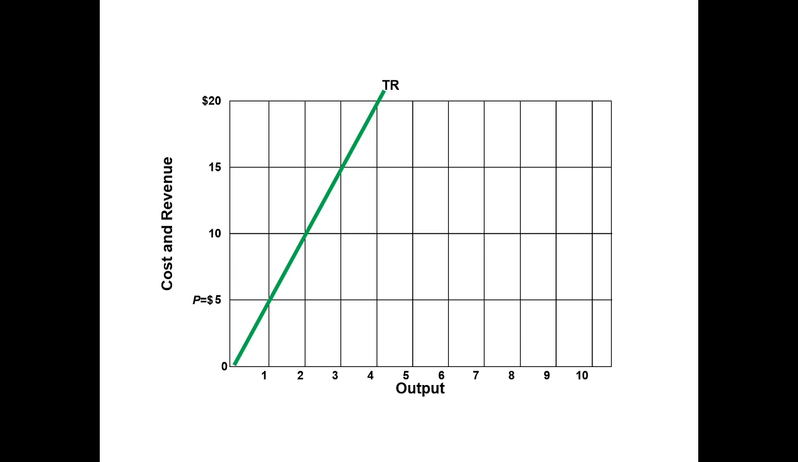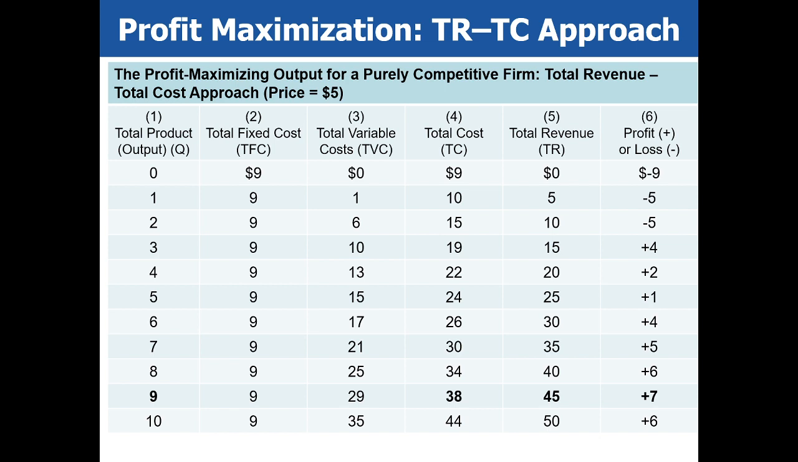Then we'll look at the total revenue, total cost approach. So we look at columns 4 and 5, right? And then we look at column 6, which is the difference, column 5, total revenue, minus total cost, gives us these amounts here, where at 9 units we have a plus 7. If we did 8 units, we'd be at a plus 6. And if we did 10 units, we'd be at a plus 6. So why would we stop at 8 and why would we go past 9? So 7 is the total revenue approach.